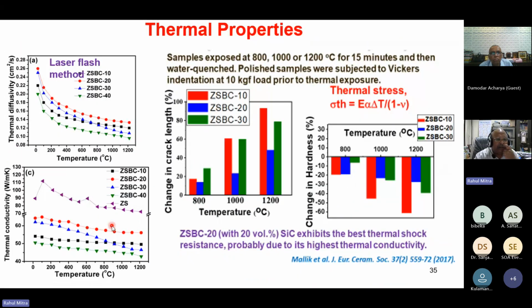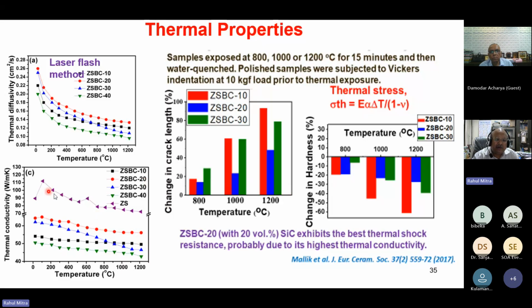And we found by measuring thermal conductivity and thermal diffusivity that a composite with 21% silicon carbide showed the highest thermal diffusivity. We measured thermal shock resistance by taking a Vickers indent and looking at the change in crack length on heating to 800, 1000 and 1200 for 15 minutes, and then quenching in water. So rapid cooling was there, leading to thermal stresses. We also measured Young's modulus. The least reduction in modulus and hardness, and the least increase in crack length, happened in the case of 21% silicon carbide, which also showed the highest thermal conductivity among the pressureless sintered composites.